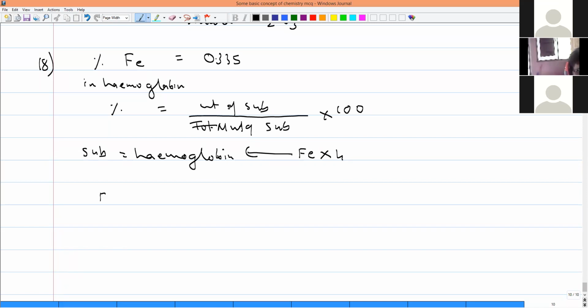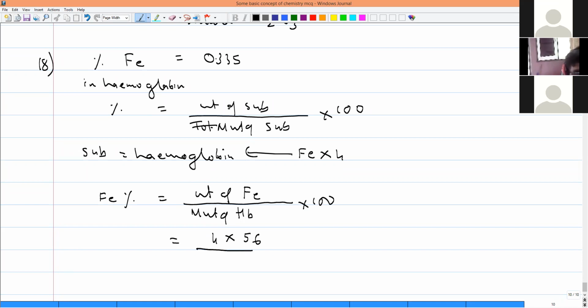सो हमें परसेंटेज ऑफ Fe मालूम है. सो परसेंटेज ऑफ Fe इज इक्वल टू वेट ऑफ Fe अपॉन मॉलिक्यूलर वेट ऑफ हेमोग्लोबिन मल्टीप्लाई बाय 100. नाउ व्हाट इज वेट ऑफ Fe? 4 into Fe का एटॉमिक वेट. एटॉमिक वेट ऑफ Fe इज 56. एग्जैक्टली नहीं है, 56 में ले रहा हूं. अपॉन मॉलिक्यूलर वेट ऑफ हेमोग्लोबिन हमें निकालना है. एंड दिस इज 0.335 इनटू 100.